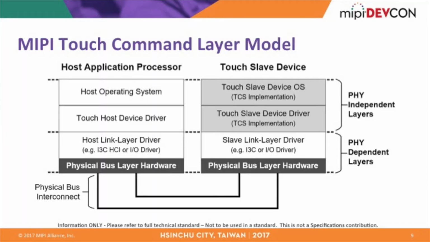So let's look at how that works. You have the operating system on the host side on the left and the touch slave device on the right. The host operating system talks through the MIPI command set. The part that's standardized is here and here and here. Everything here is part of the MIPI interface. As you'll see in a second, these commands are implemented on the slave device and sent through a physical bus.